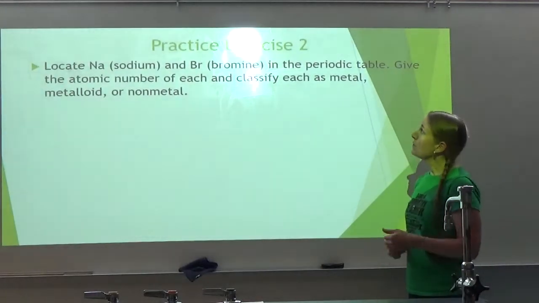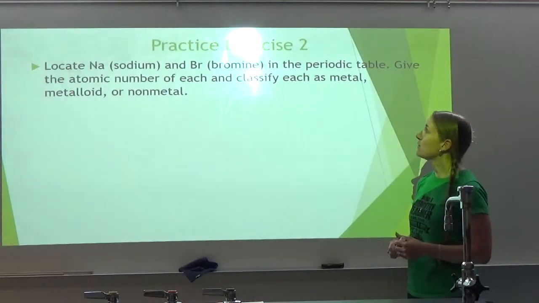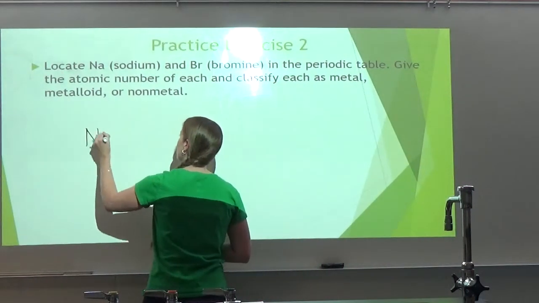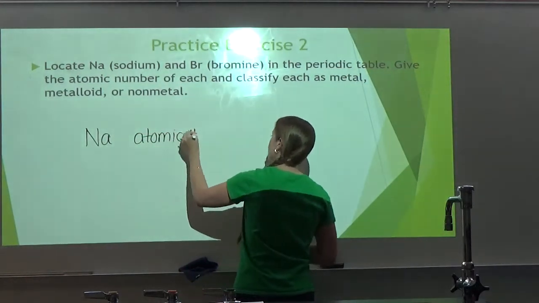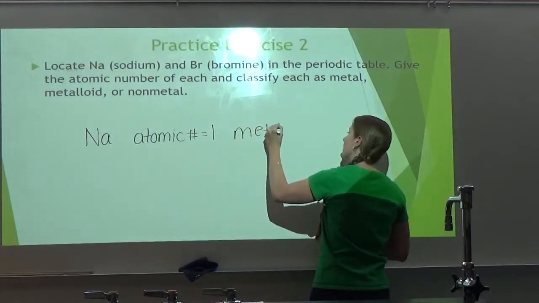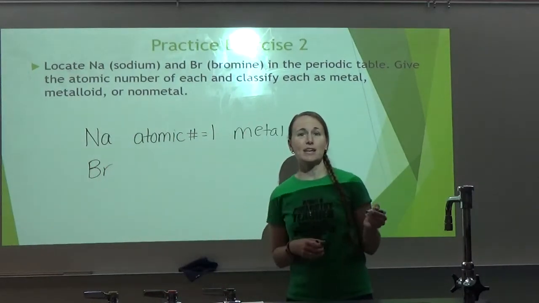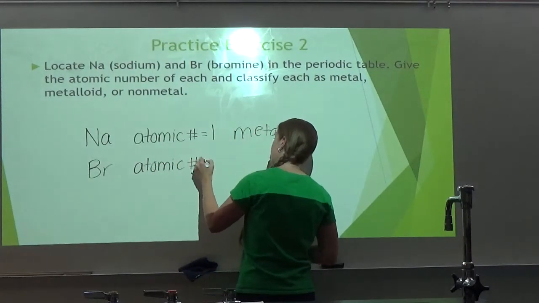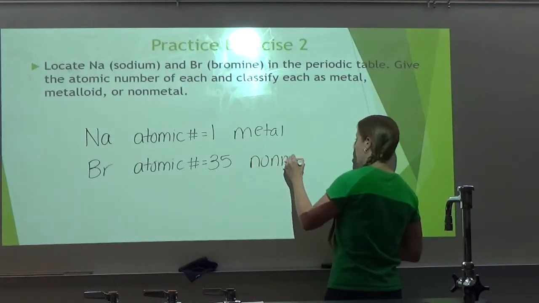So it says, locate sodium and bromine on the periodic table, give the atomic number of each, and classify each as a metal, metalloid, or nonmetal. Well, sodium is on the left of the periodic table. Its atomic number is 11. And because it's on the left of the periodic table, it is a metal. Whereas bromine, Br, is on the right of the periodic table. Its atomic number is 35. And because it's to the right of the stair step, it is a nonmetal.